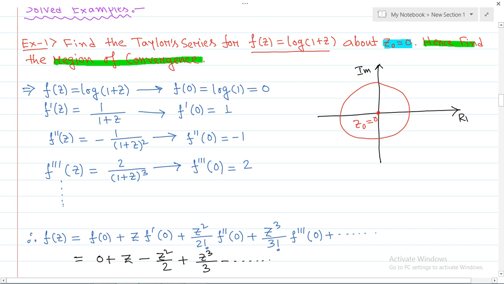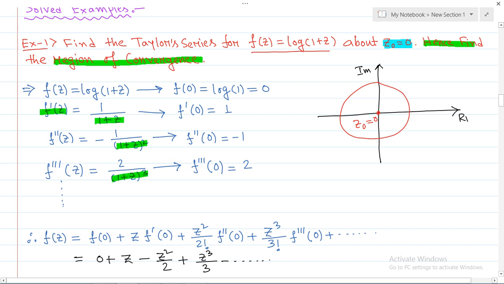So before that we will start to find the Taylor series. It is a mechanical, simple problem. f(z) equals log of 1 plus z. To find the Taylor series, we need the derivatives of this function: first order, second order, third order. The first derivative of log of 1 plus z is 1 upon 1 plus z. The double derivative is minus 1 upon (1 plus z) squared. The triple derivative is 2 by (1 plus z) whole cube.